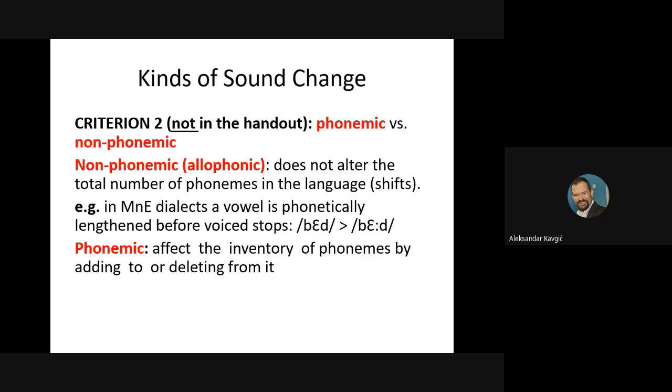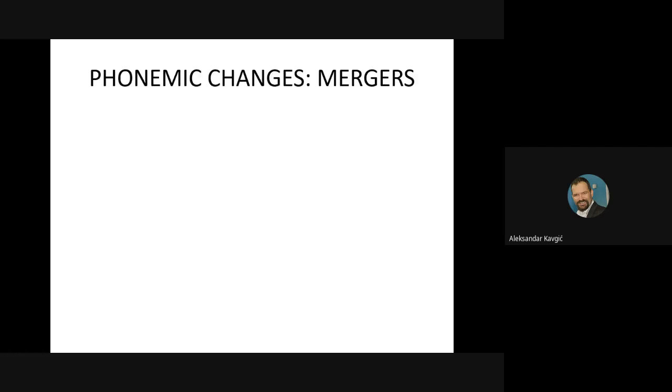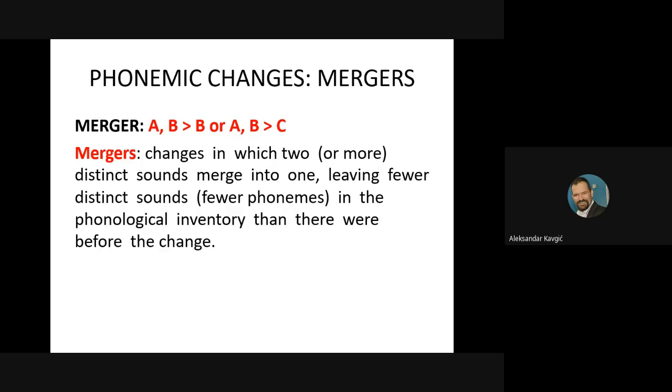This is a very complex topic, and I avoid giving you questions on this in the written exam because it's mostly for phonetics and phonology. But you should know what mergers and splits are. Mergers and splits are two big classes of phonemic sound changes. Mergers mean that you have two separate phonemes, let's say phoneme A and phoneme B, and those two phonemes merge, for example, into B. Or you have two phonemes A and B, and they merge into a completely new phoneme C, that's probably similar in place or manner of articulation to the original A and B. Those are changes where two or more distinct sounds merge into one, leaving fewer sounds than there were before.